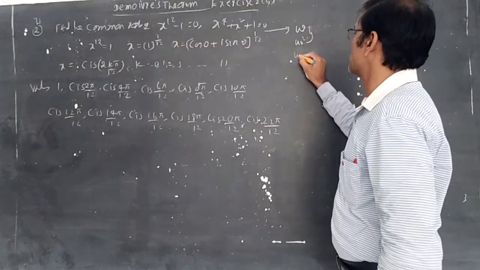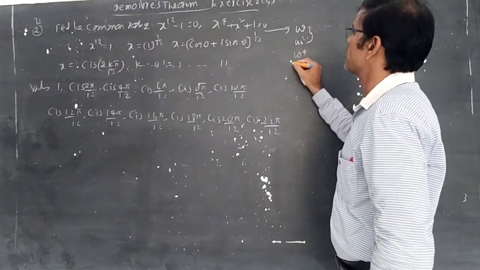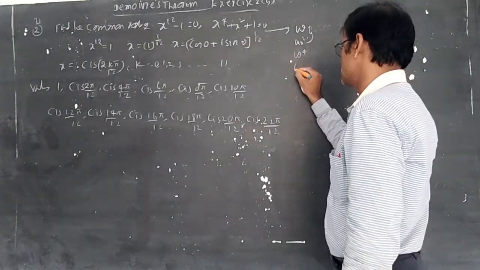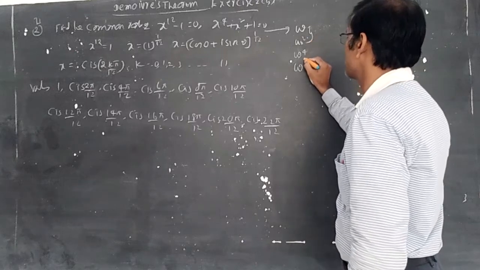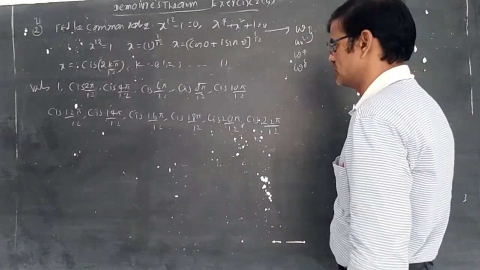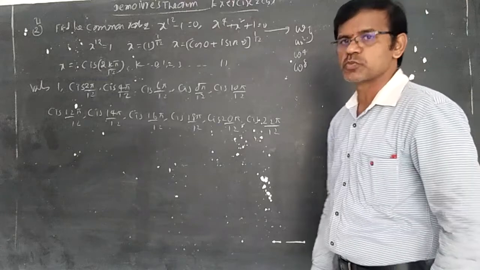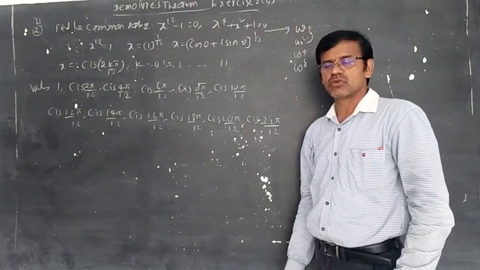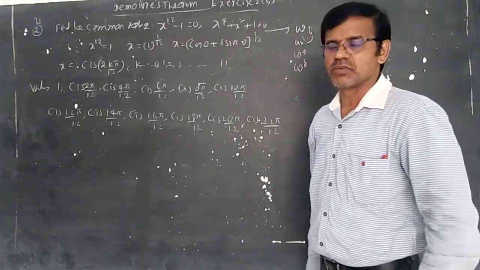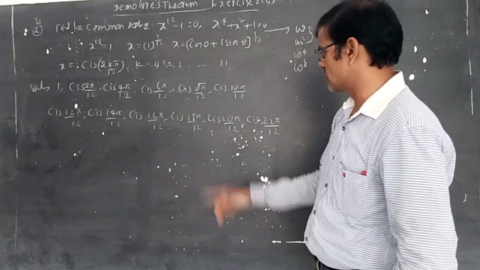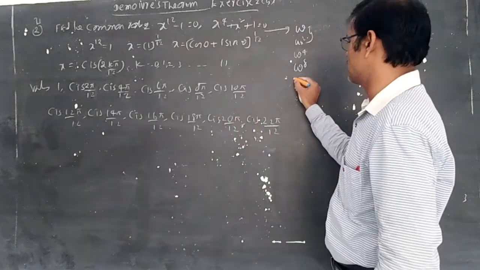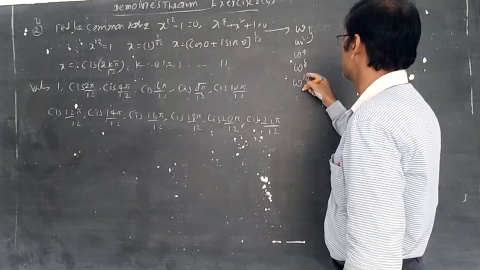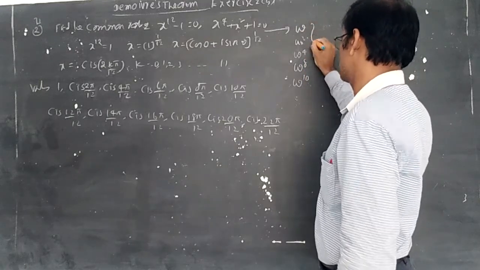In a similar way, maybe omega power 4 also. Omega power 16 becomes omega plus omega power 8. So yes, omega square, omega power 4 and omega power 8. Omega power 8 means cos 2 pi by 3 whole power 8, so 16 pi by 12. Next, omega power 10 maybe. Omega power 10. 1, 2, 3, 4, 5 common roots are there.